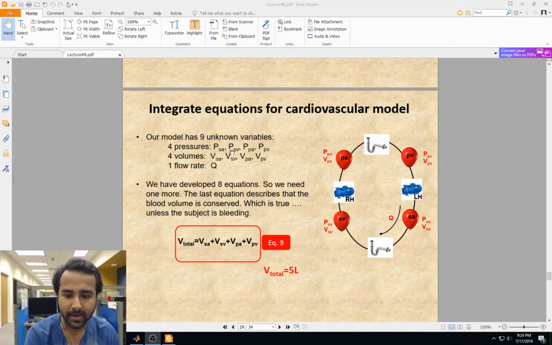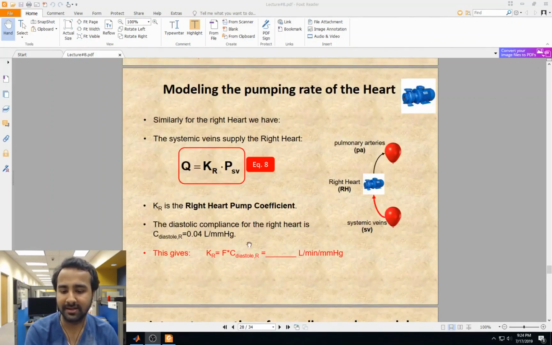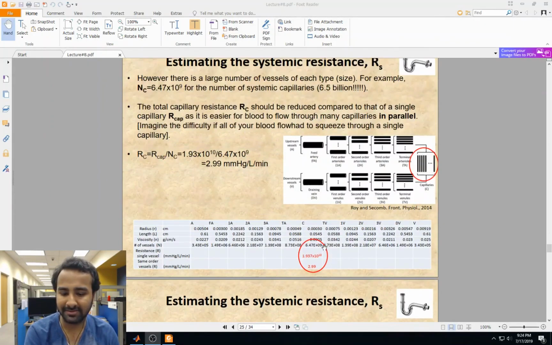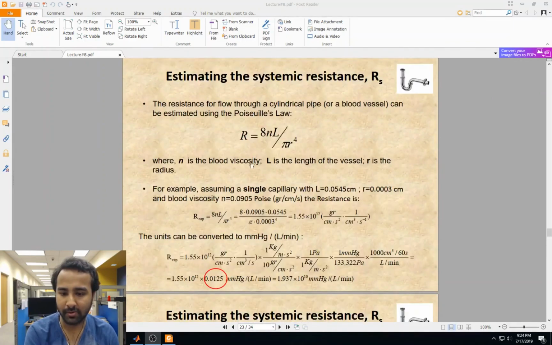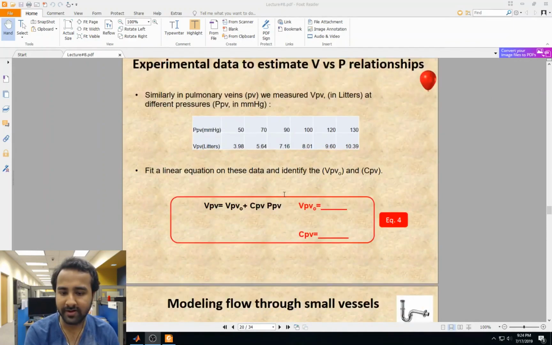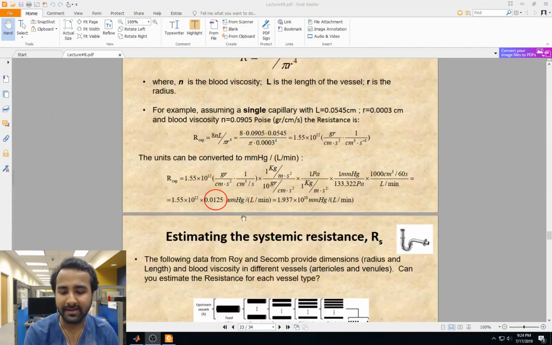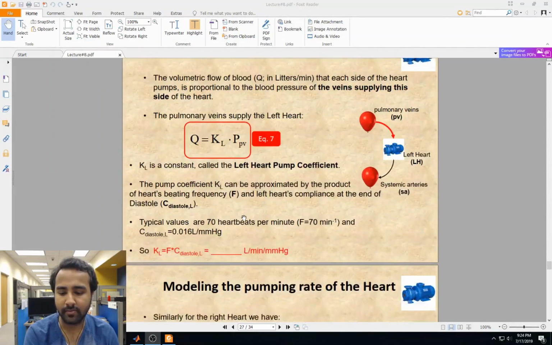So the variables that we don't know are the pressures and the volumes. So we have 2 for the pulmonary veins, 2 for systemic arteries, 2 for systemic veins, 2 for the pulmonary arteries. I think I said that twice. We also don't know what the flow is, and that is essentially it. Everything else in our model is a constant that we figured out using either some quick multiplication or some annoying multiplication using some known equation, Poiseuille's law, or we figured them out doing some fits using some known data. But everything else is a variable that we don't know.